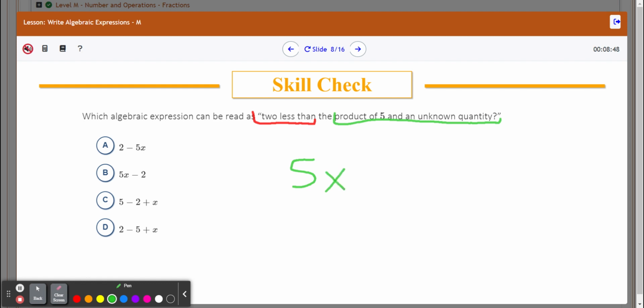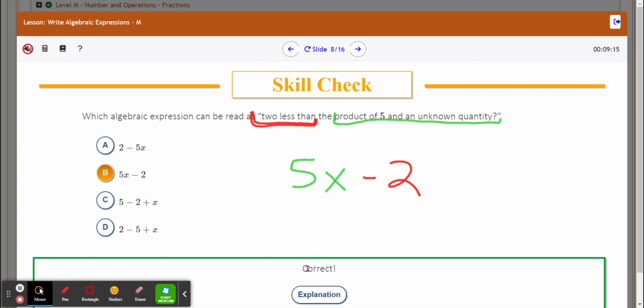Here, I'm going to use x for an unknown quantity. Again, the letter doesn't really matter. It just needs to stand for a variable. So here we have the product of 5 and an unknown quantity, that's 5x. And then 2 less than that. Well, less than is telling me subtraction. So after I get the product of 5 and an unknown quantity, 5x, I subtract 2. So 2 less than the product of 5 and an unknown quantity looks like 5x minus 2. So again, this is just going to take a lot of practice. You're going to have to learn your vocabulary and just break it down step by step.